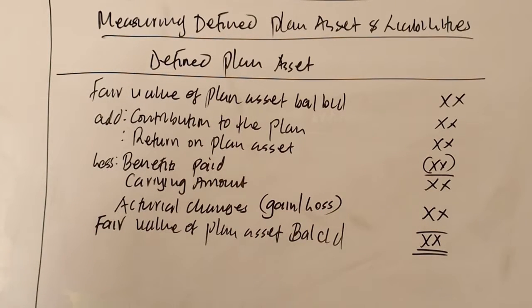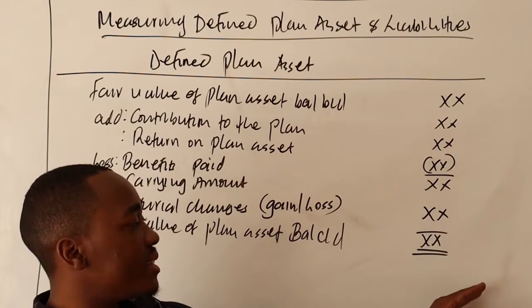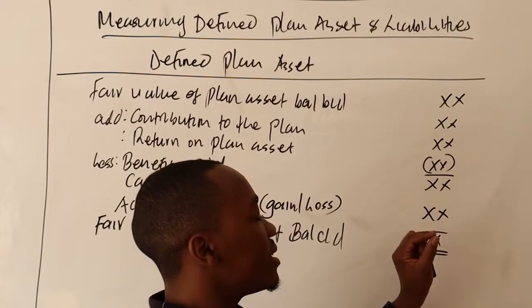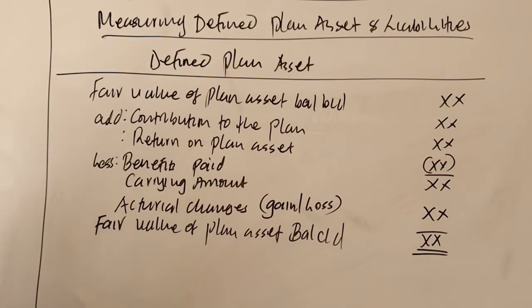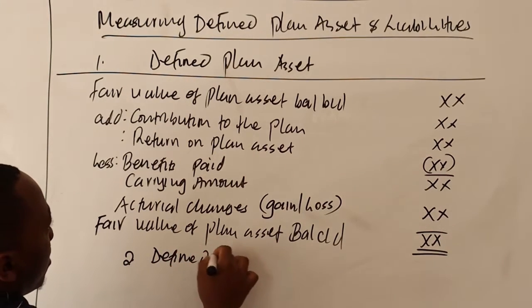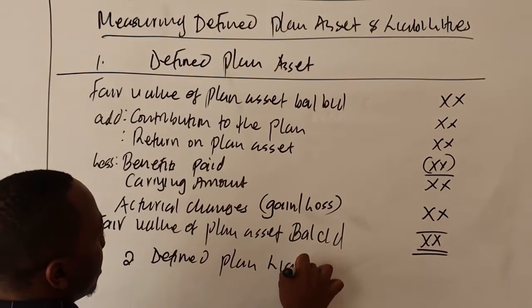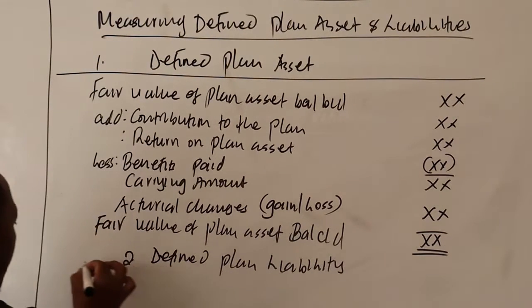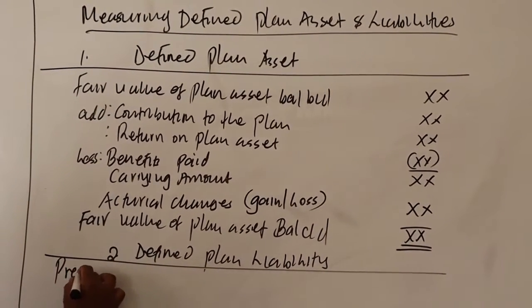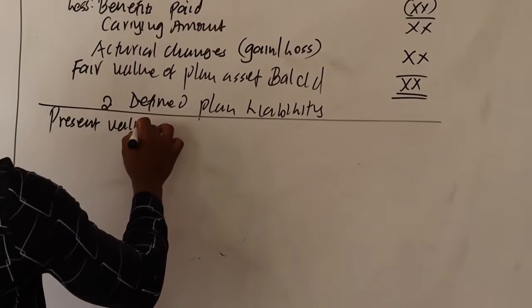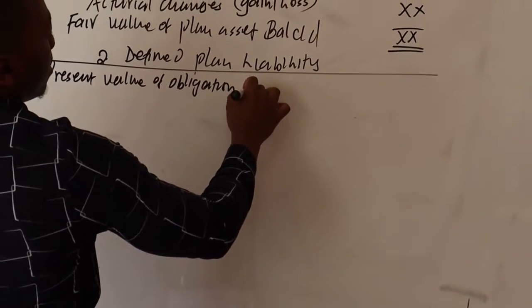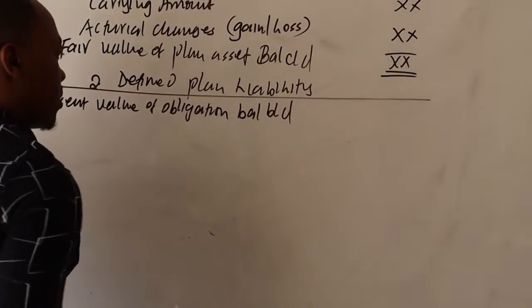And how to determine the gain or loss? When the asset increases, that's what we call an actuarial gain. But when the asset decreases, we say it's an actuarial loss. Then number two, that's number one. Number two, defined plan liability. So how do we measure defined plan liability? And this is how we measure. You take present value of obligation or liability, balance brought down.